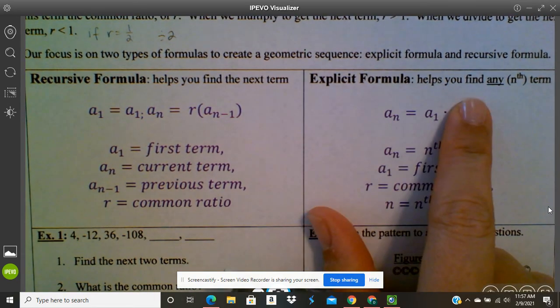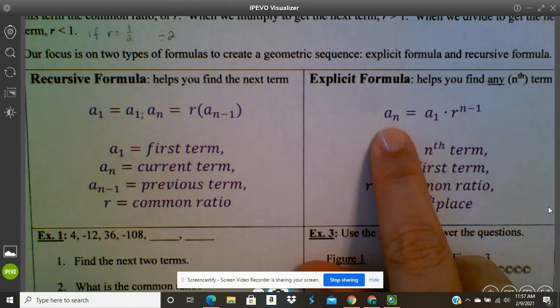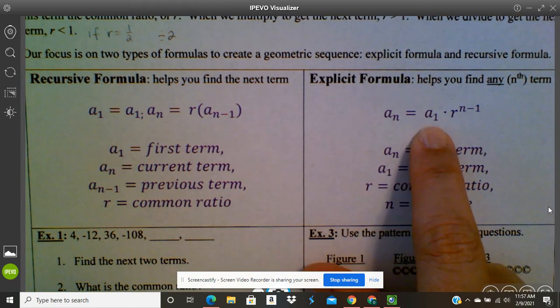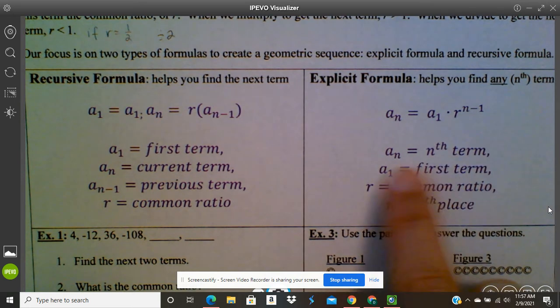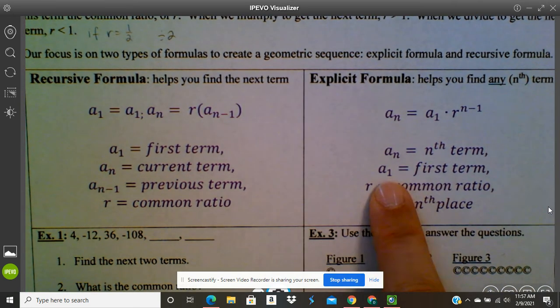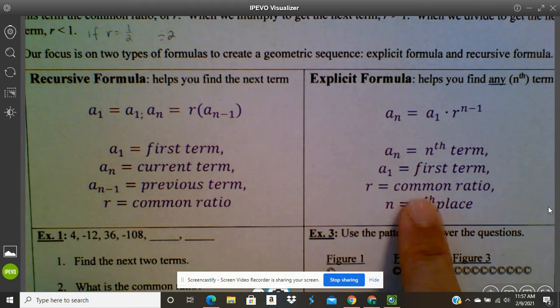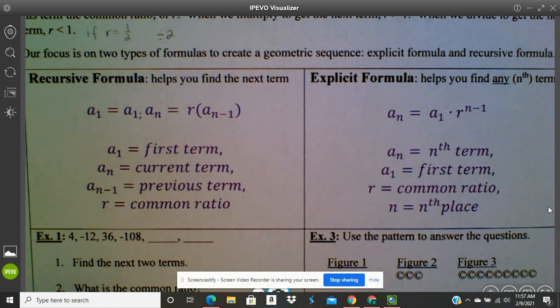The explicit formula helps you find any term. So the term I need is the first term times the ratio raised to the n minus 1 power. a sub n is the nth term, a sub 1 is the first term, r is the common ratio, n represents the nth place, whatever that may be.